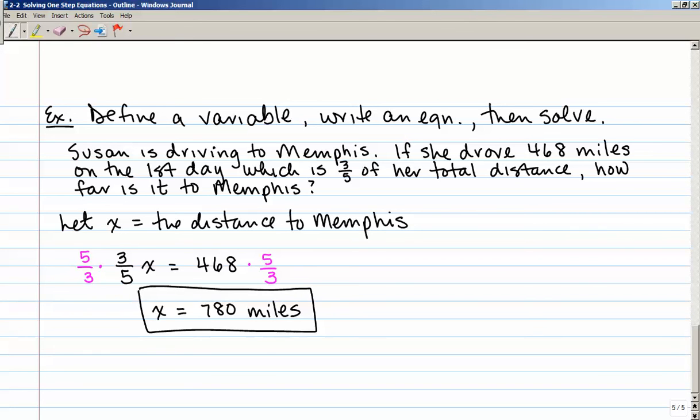So in this lesson we looked at the addition and subtraction properties of equality and the multiplication and division properties of equality, and used those to solve one-step equations.